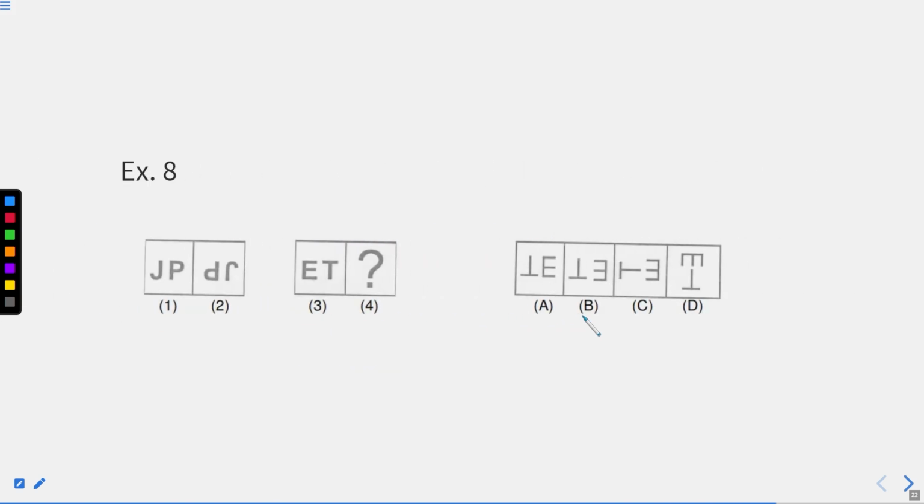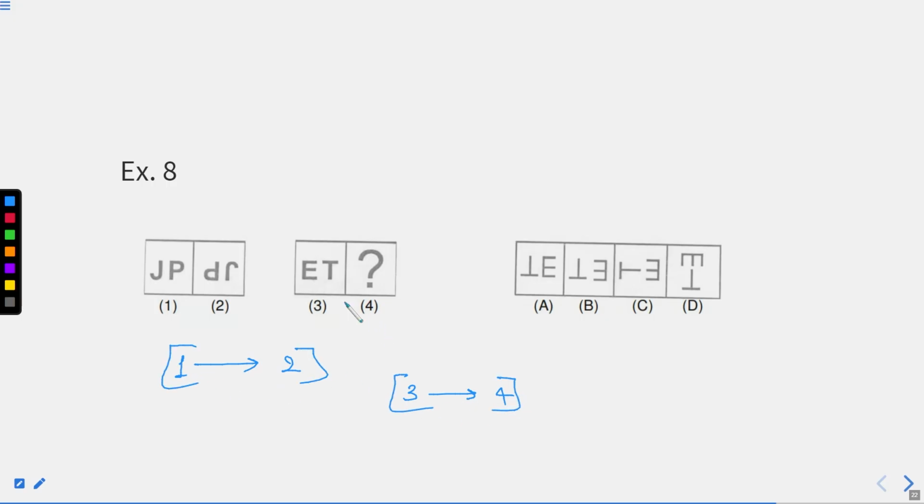Now we have another question, that is question number 8. Why does this question become more tricky? Because you're not going to get the exact answer that is depicted in the relation. So here what you're supposed to do is find the relation between 1 and 2 and follow the same relation between 3 and 4 as well, right?